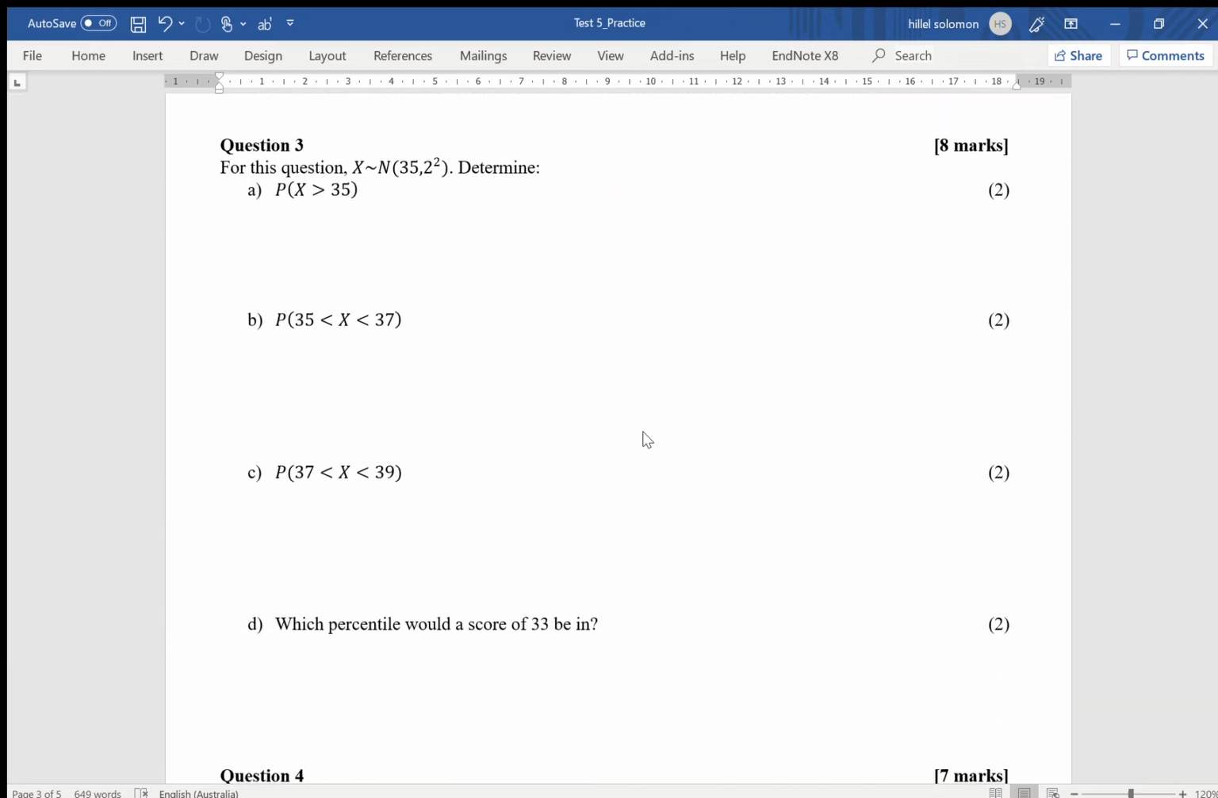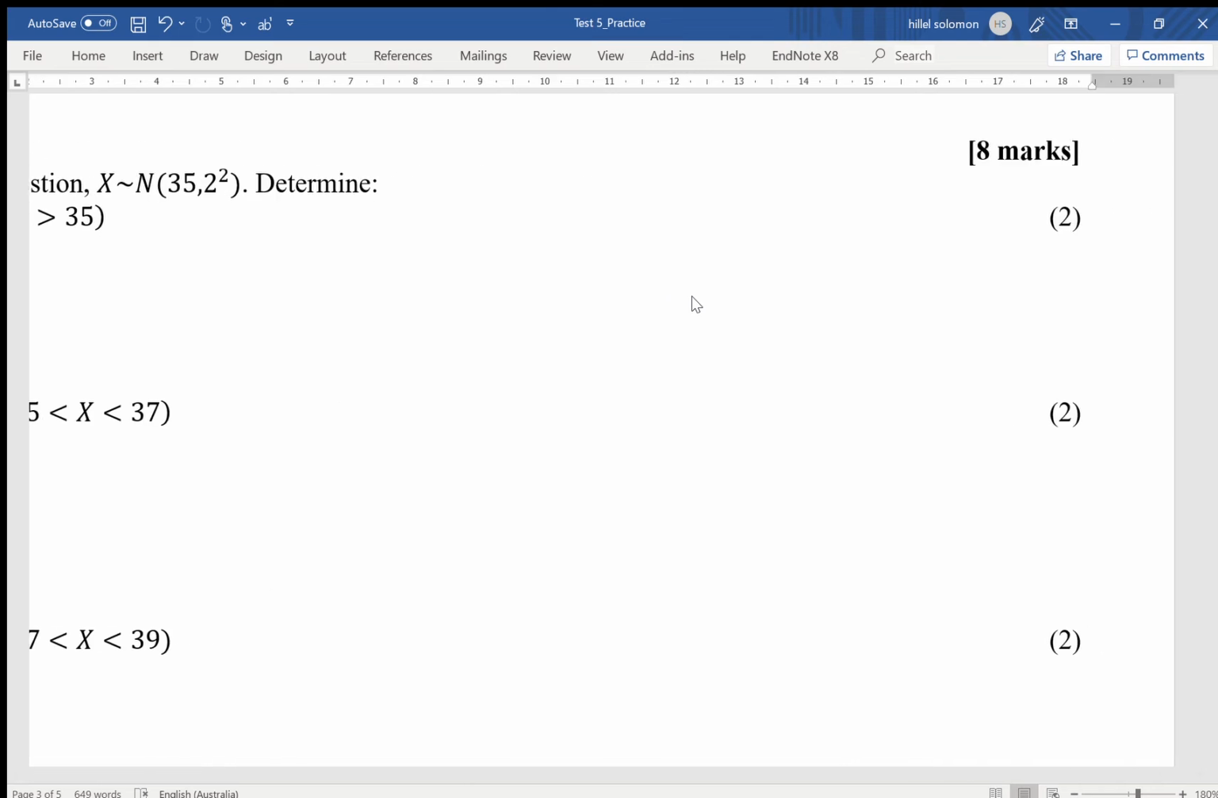For this question, let's just work out this notation here. For this question, my distribution x is normally distributed with a mean of 35 and a standard deviation of 2. To help me with this, I'm going to start by just drawing that distribution on the side over here. So let's draw our bell curve. It's got in the middle here a mean of 35.